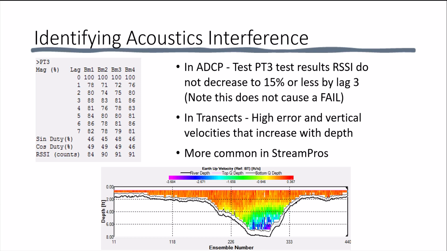When interference is present, unreasonable values of the water track up and water track air velocities are typical. In the graph of the vertical velocity shown here, there is a definite pattern. The vertical velocity at the surface is positive, and at the bottom it is negative. This is not reasonable.